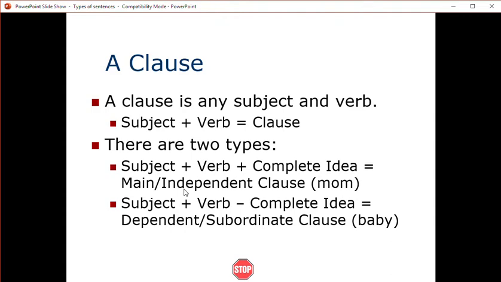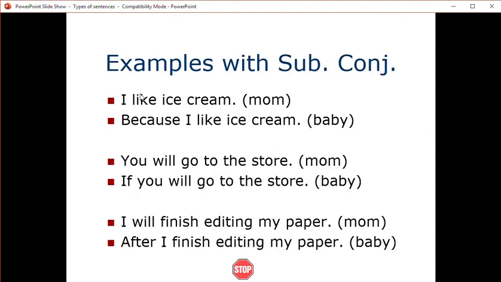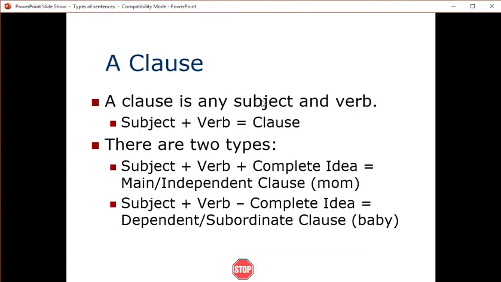However, there's also something called a dependent, or what we also call a subordinate clause. I like to think about it like a baby. Mom can be by herself, baby cannot. What happens to baby when he's left alone? He starves to death. We don't want that. A baby would always have to be with a mom, and we'll look at that in just a minute. So this is going to be subject and verb, but no complete idea. For instance, this is your mama clause, a complete sentence, what we would consider a main or independent clause.